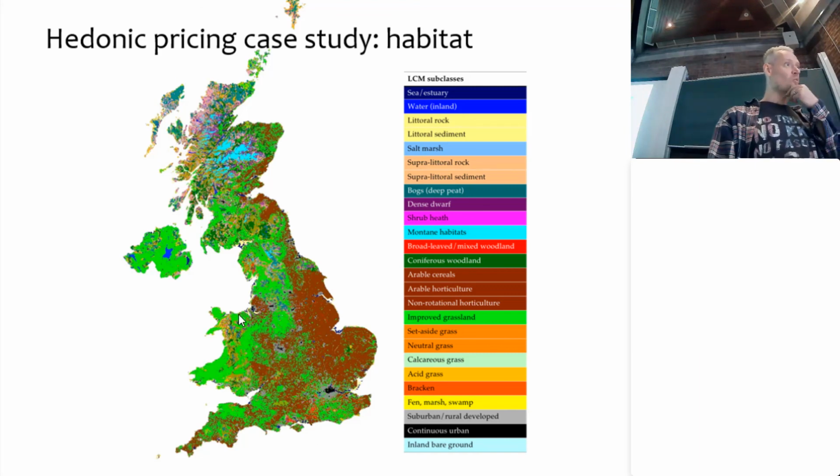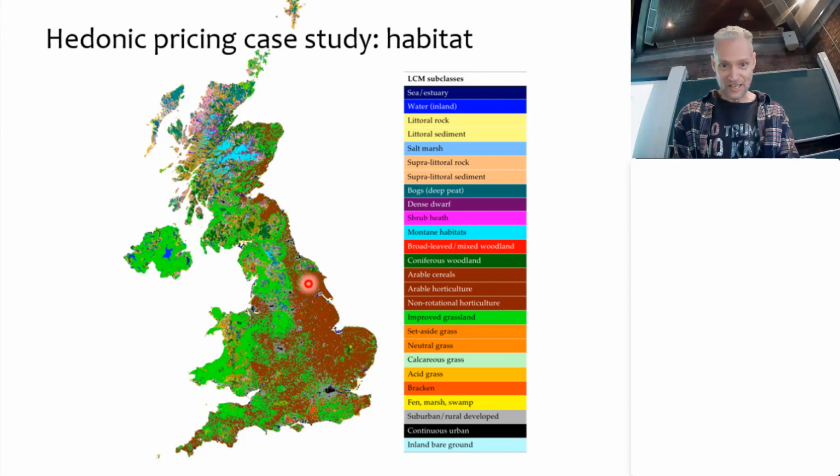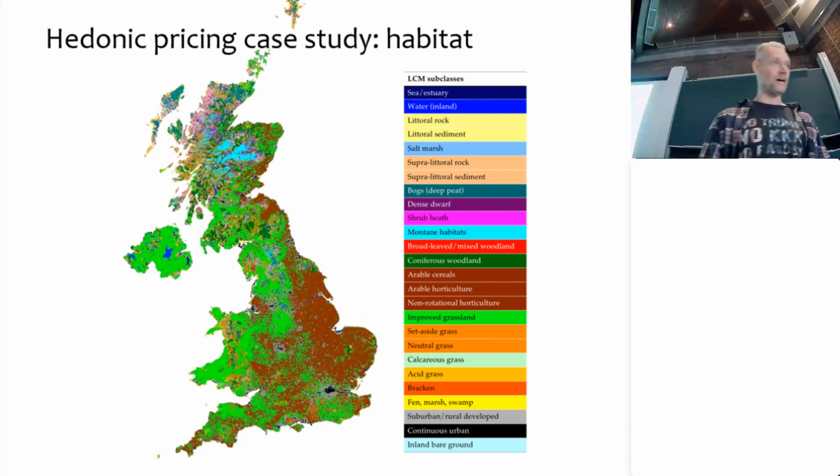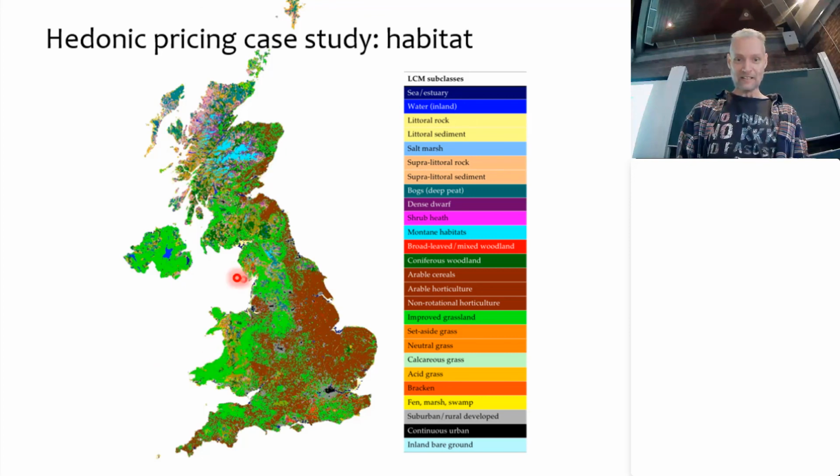So the blue bits are water. The brown bits that you see here are all sorts of arable lands, cereals, horticulture, and so on and so forth. There's actually different shades of brown here. There is the Scottish Highlands, and so on and so forth, right? And the green is mostly grass.